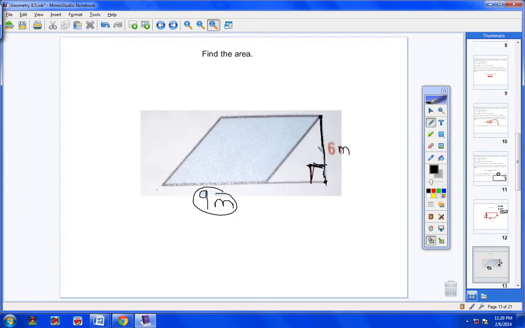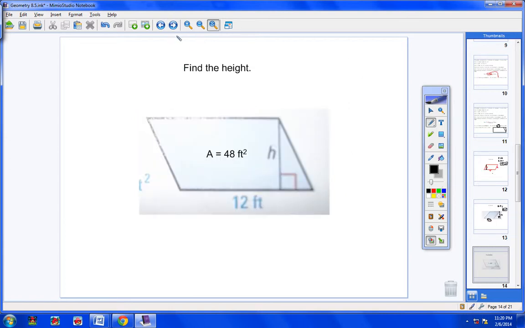So we have the base and the height. So our area of the parallelogram is going to be base times the height, and that's going to give us 54 meters squared. 9 times 6 is 54. So you just found the area of a parallelogram. All right, let's try something else.